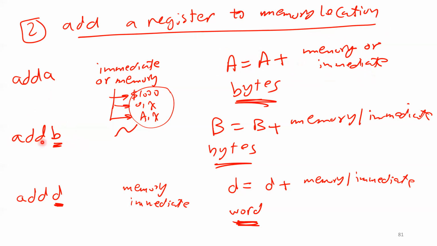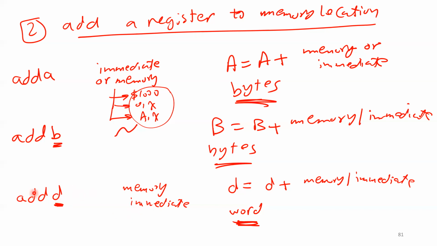We have a similar one here, but this is for B instead of A. So as you see here, at B, and then here you have to write immediate value or memory location. So B should equal B plus memory or immediate value. Okay, so again, you add byte to byte. The last one here, this one is you add word to word. This is the only instruction we have to add word to word.